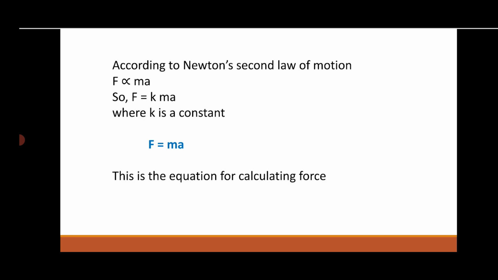Where k is a constant, we can put the value of k. We want to find out the value of k. After that we get k is equal to 1, equal to ma. This is the equation for calculating the force. That is the second law of motion. Force is proportional to rate of change of momentum, which is proportional to the unbalanced force acting on it.